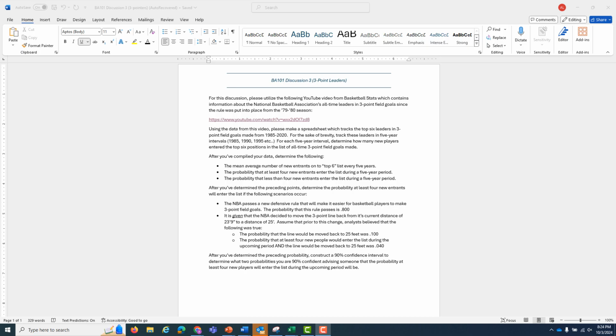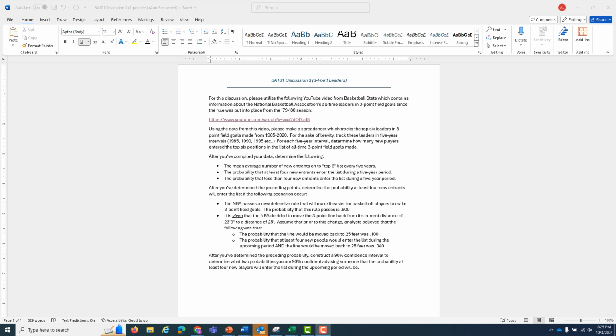And after we have all that information, we're going to use it to determine a few probabilities that 4 or more new entrants will enter the list in the following scenarios. The first is the NBA passes a new defensive rule that's supposed to make it easier for basketball players to make three-point field goals, and we believe that the probability of that passing is 0.800 or 80%.